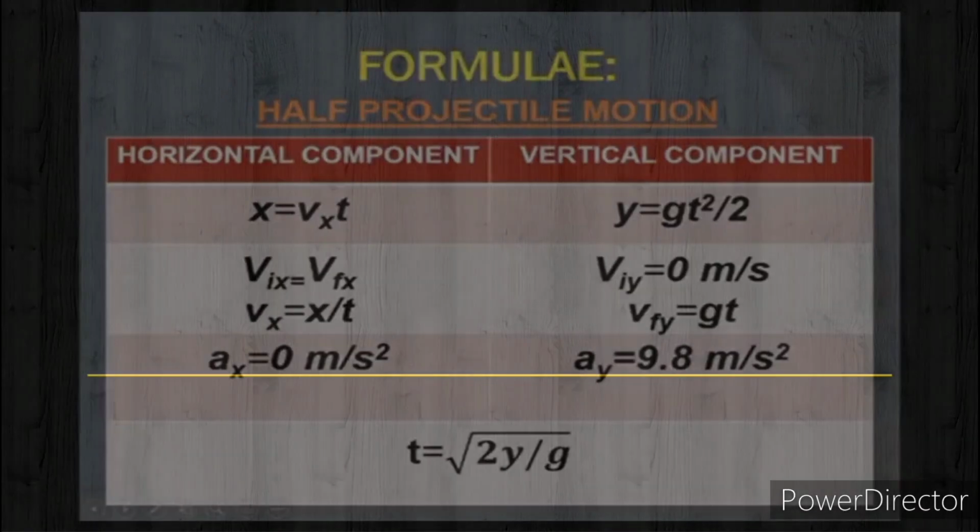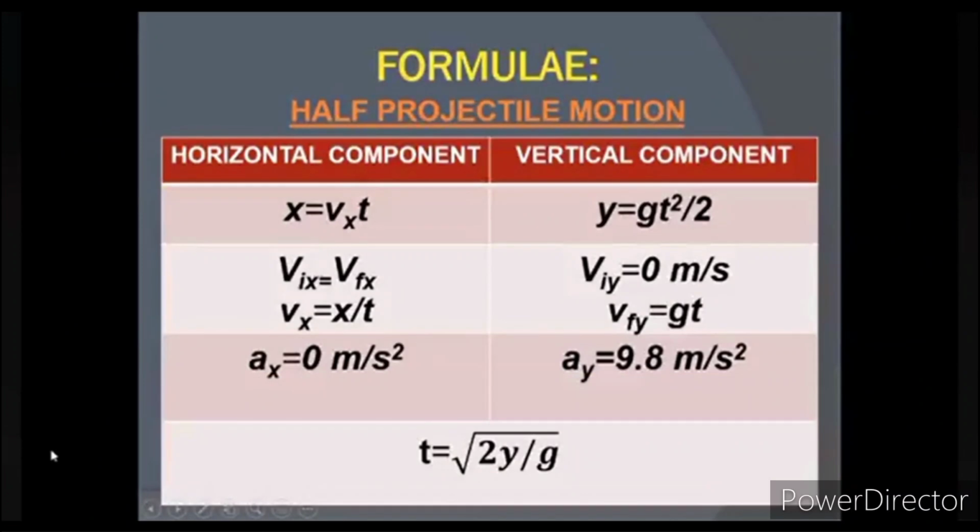And of course, here are the formula na gagamitin natin. Take note, baka mamaya malito kayo. We have horizontal and vertical component. And take note of a half projectile motion. So, pinag-uusapan natin dito mga anak ay half projectile motion. Let's start with horizontal component. X here represents our range or ang tinatawag nating distance. So, range or distance is always equal to initial velocity times time.